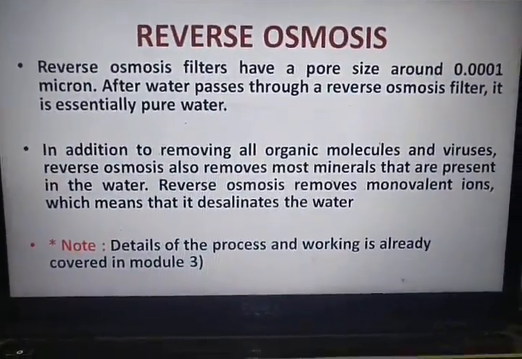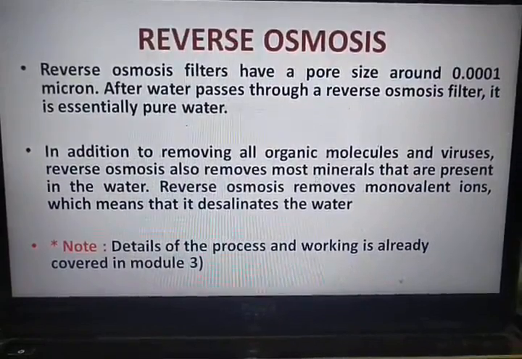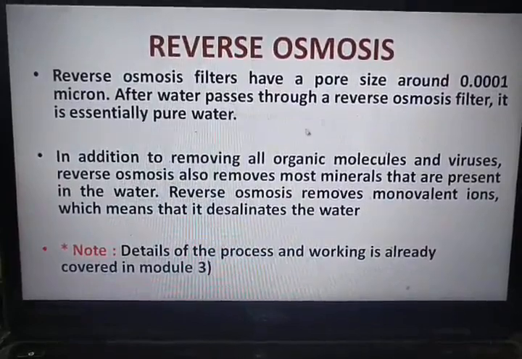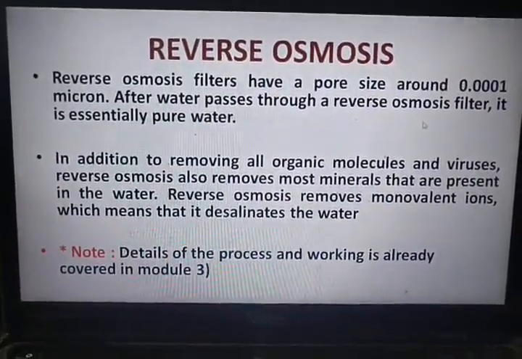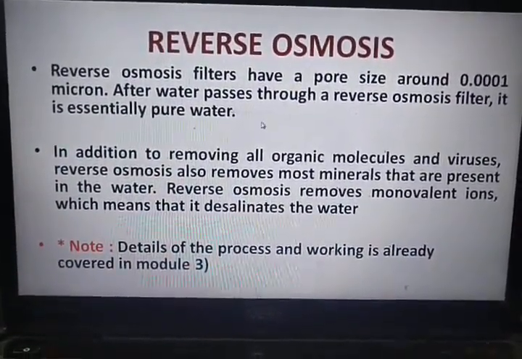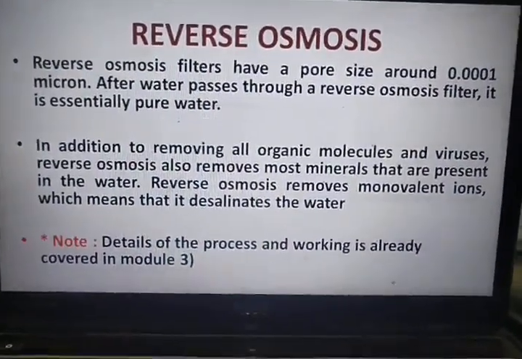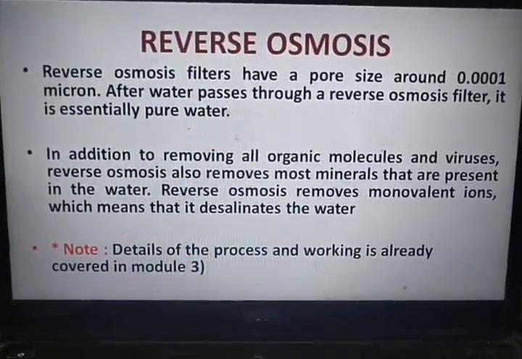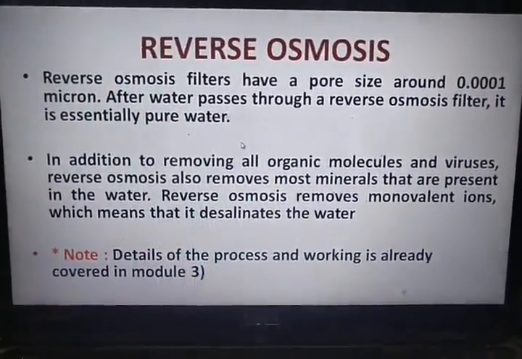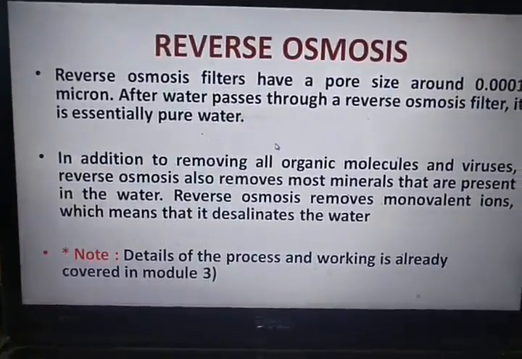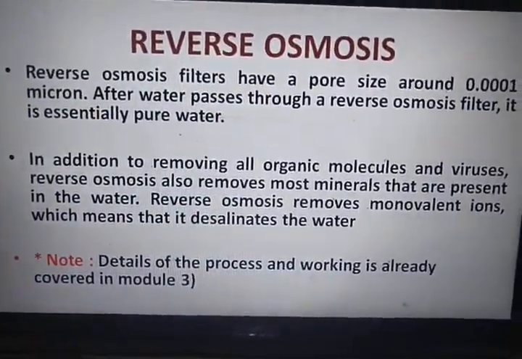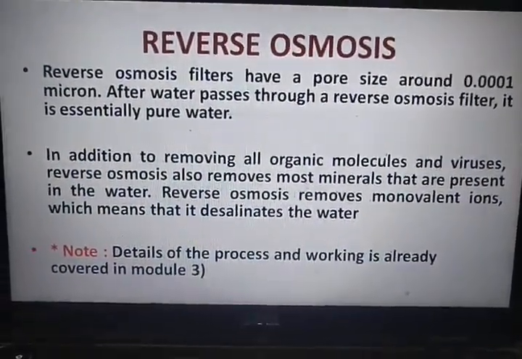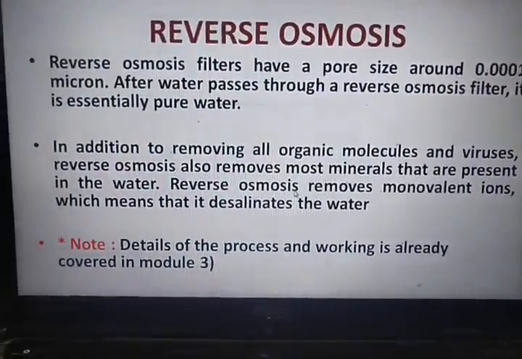Okay, so next, reverse osmosis. As you have already studied about this, it has a pore size of 0.0001 micron. After water passes through an RO filter, it is considered essentially pure. But please remember, this will also remove the essential minerals from the water like calcium and magnesium, which have to be added again to make the water fit for drinking. Also, it removes most of the viruses present in the water. That's why this process is most efficient for drinking water.